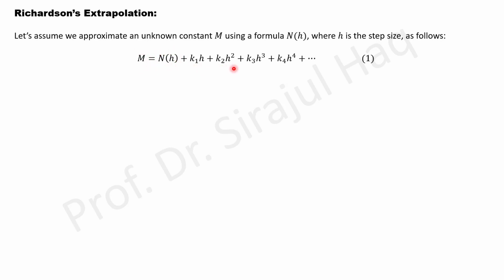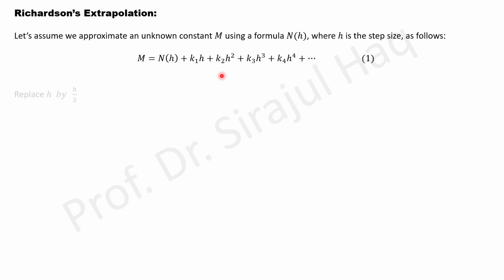So of course you can see that this is the error term, and I can say that this error term is of order h raised to the power 1. The idea of Richardson extrapolation is approximating m by using a formula N of h, and this is the error term. But you can see now that the power of h is increasing by 1 in this particular case. So I can say that m is equal to N of h plus order of h raised to the power 1. The error is starting from here.